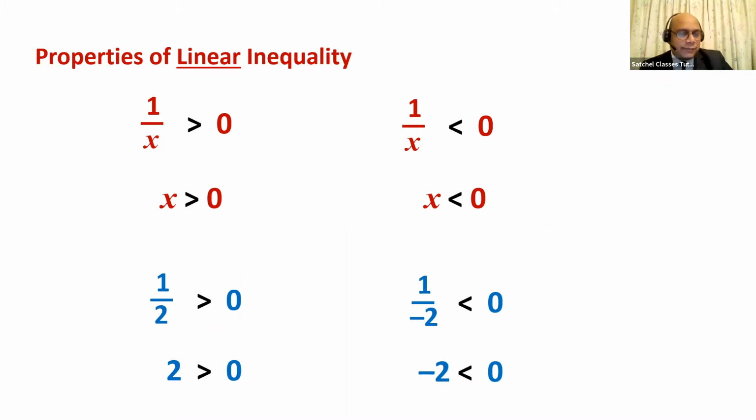That's what it means. As you can see, if half is greater than 0, then the reciprocal of half, which is 2, will also be greater than 0. And minus half is less than 0. So the reciprocal of minus half, which is minus 2, will also be less than 0.